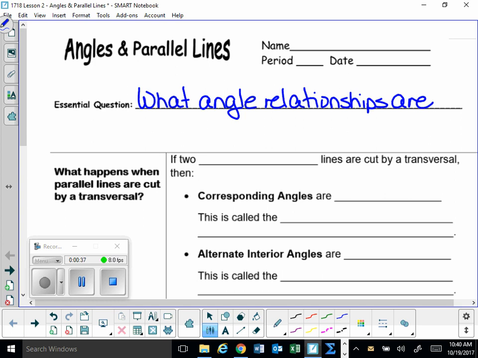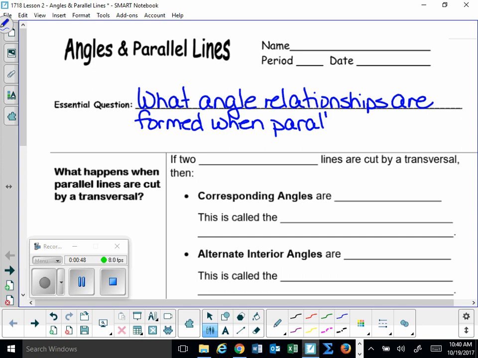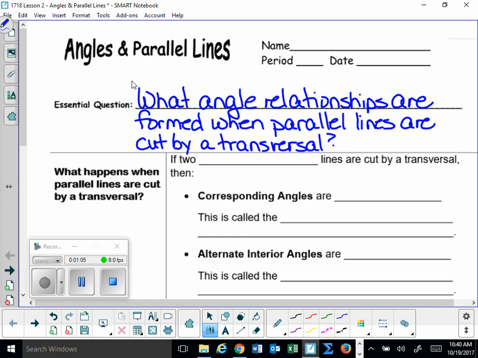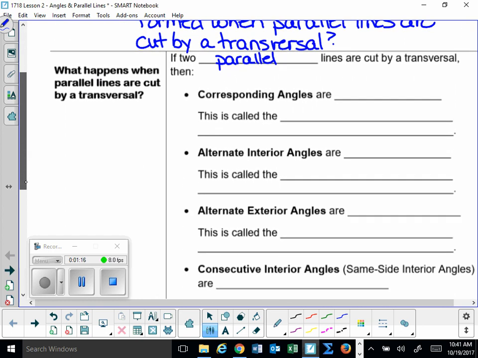are formed when parallel lines are cut by a transversal? So everything we're talking about today, we will have parallel lines. So it's important to have parallel lines cut by a transversal.